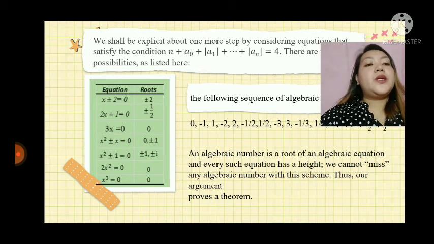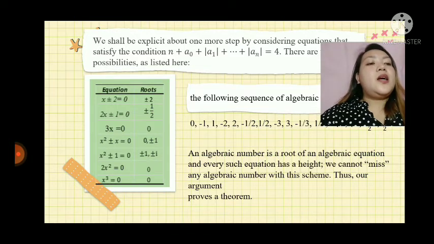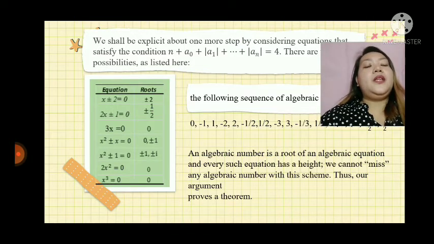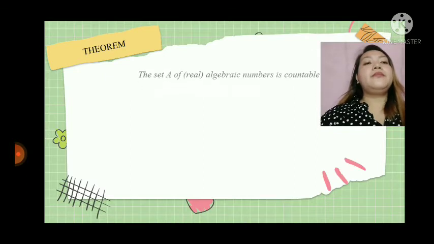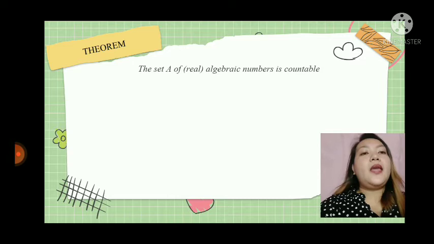An algebraic number is a root of an algebraic equation, and every such equation has a height. We cannot miss any algebraic numbers with this scheme. Thus, our argument proves a theorem. The set A of real algebraic numbers is countable.